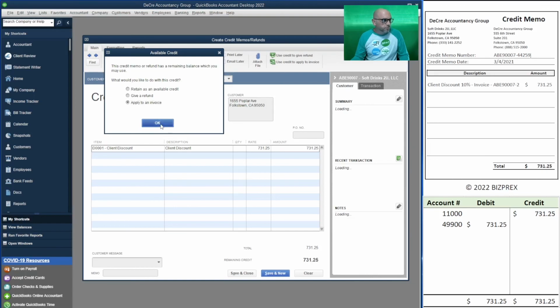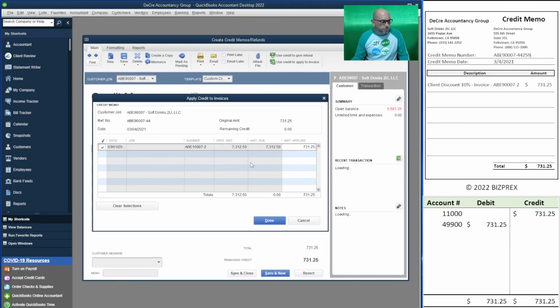Apply to an invoice, of course. We will apply to the invoice, and here it is. They're asking us, do we want to apply to the invoice right now? And why not, right? So here's the original invoice, and you'll see it when we pay. So amount due, and then we'll apply this.